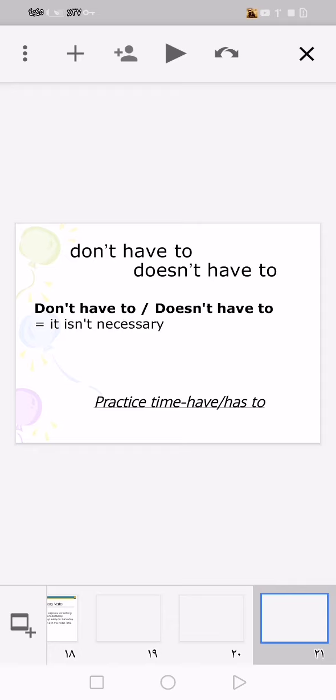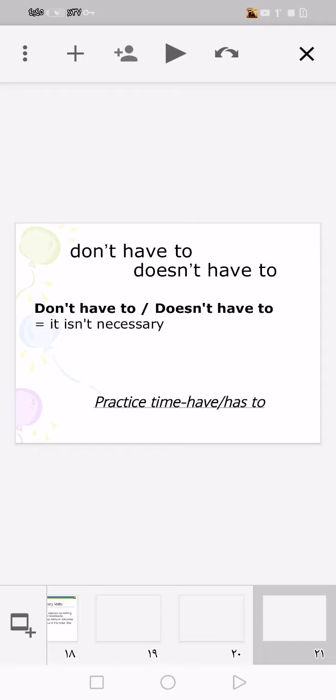Have to or has to in the present form will be changed to had to in the past tense, and in the future tense it becomes will have to. Good. As for negative sentences, what do we add here, students? We add don't, which is the auxiliary verb. So we get don't have to or doesn't have to.